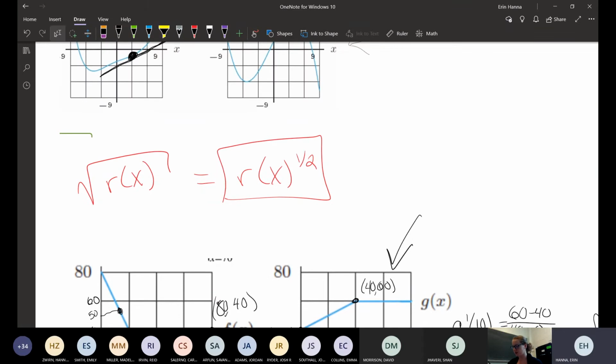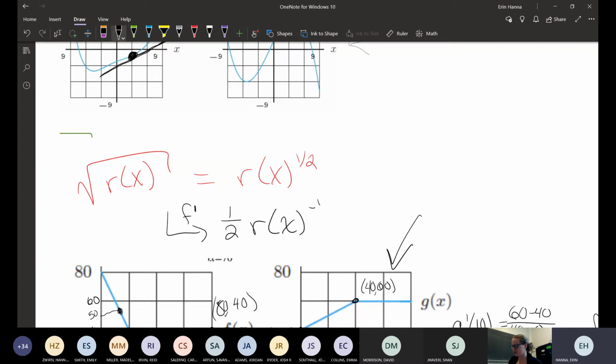One other thing I'll say before I hop out of here, because it's already up here right now. There is one question, I think it's like the last one or the second to last one, where you have to find the derivative of the square root of r of x evaluated at a certain point. So remember that the square root is a 1/2 power. So when you take the derivative, you would get 1/2 that function to the -1/2. But then chain rule would tell you would have to take the derivative of the inside.